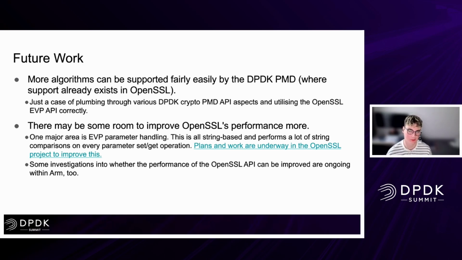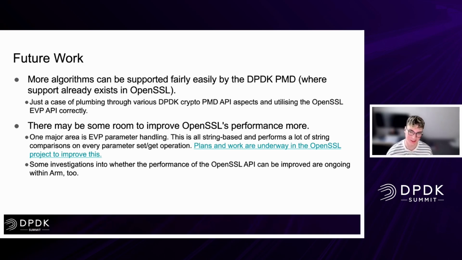There may also be room to improve OpenSSL's performance more. One major area that we saw is EVP parameter handling. So OpenSSL uses a very generic way of providing parameters to cipher implementations. They can all define their own parameters that they take, but these functions to provide parameters and check parameters are all string-based. So every parameter is represented by a string. And the way that's implemented in OpenSSL itself is actually just, if parameter equals this string, do this, it's just a bunch of fall through if statements. So it's very wasteful. There's a lot of string compares in there.